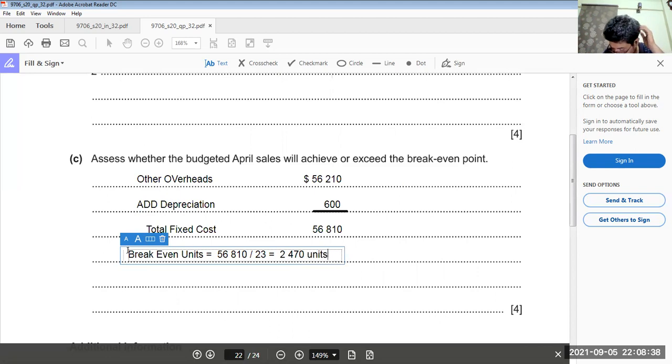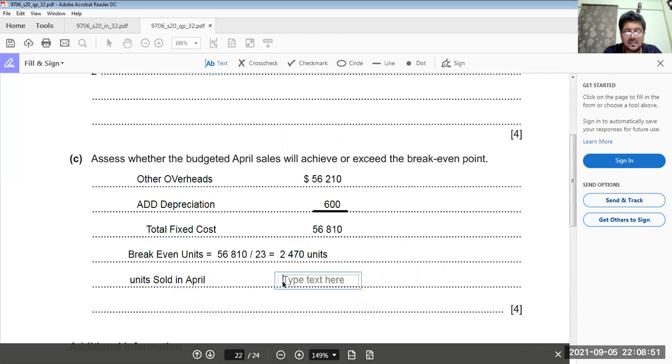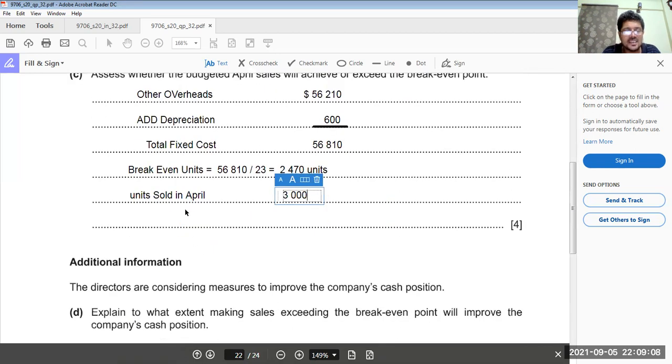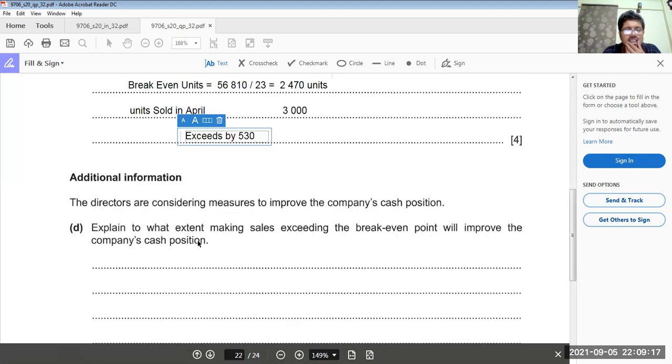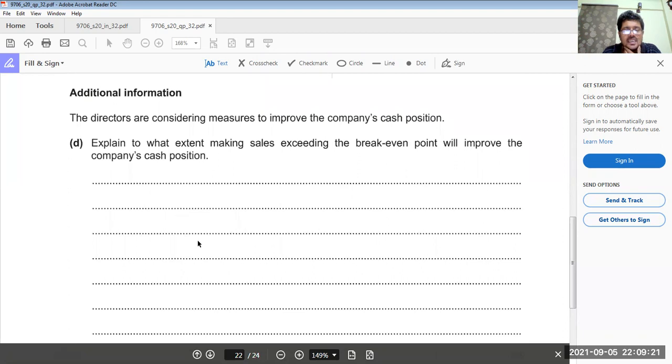Actual units sold in April 3,000 units. Yes, you can exceed, exceeded by 53 units. Six. The directors are considering measures to improve the company's cash position. Expect what is making sale action will improve the company's cash position. That's it.